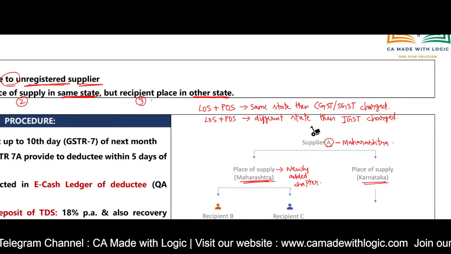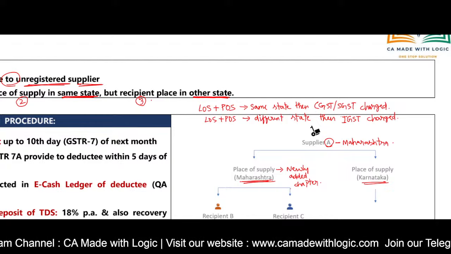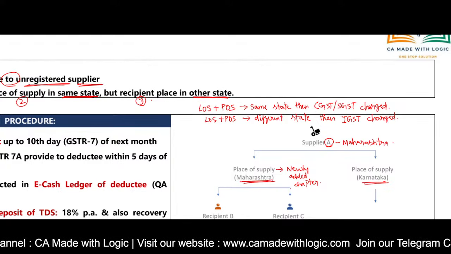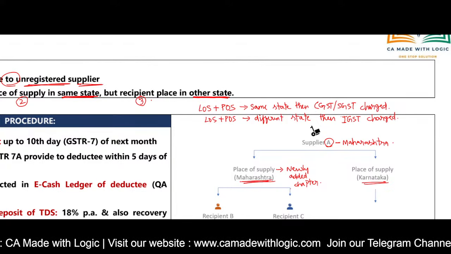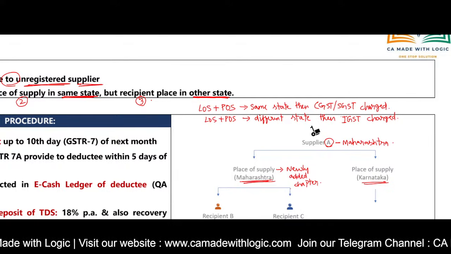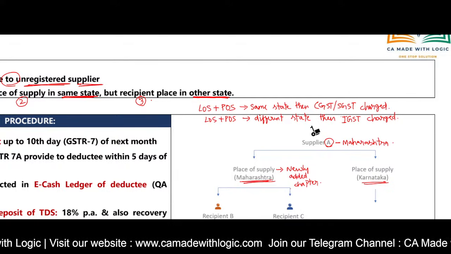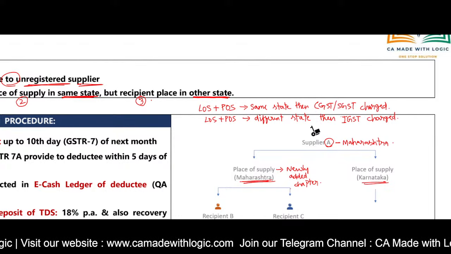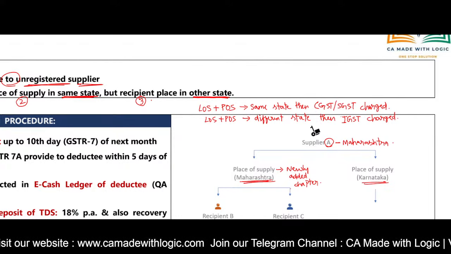What is the importance of place of supply? Let us understand it. Place of supply will tell you whether you need to charge CGST or SGST, or you need to charge IGST. That is what the place of supply chapter deals with.